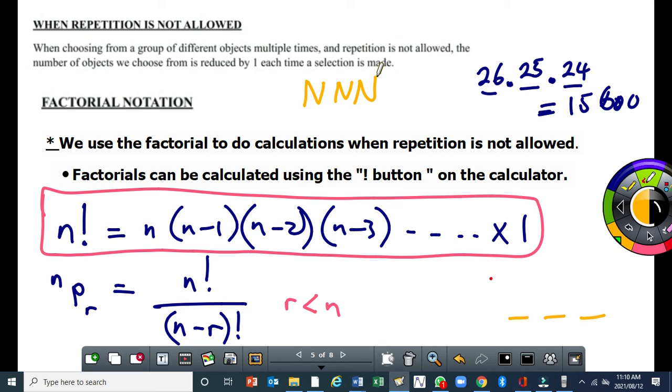So if there are 26 letters, the first position can accommodate all 26. If you put a letter here, you can't put it in the second position. So how many are left? 25.